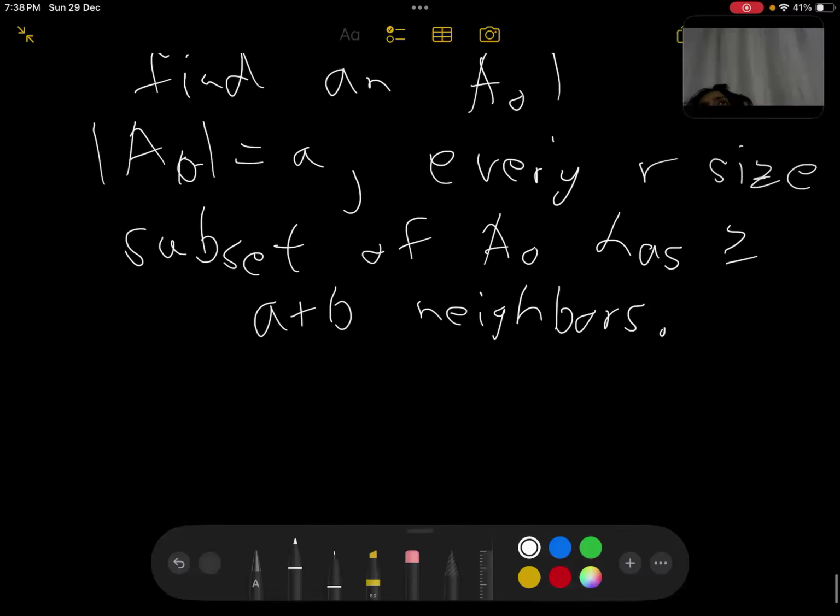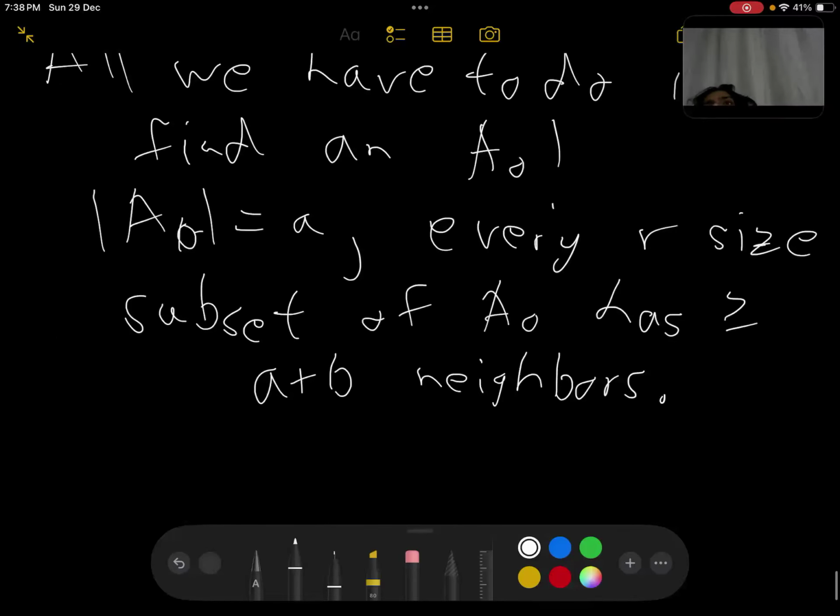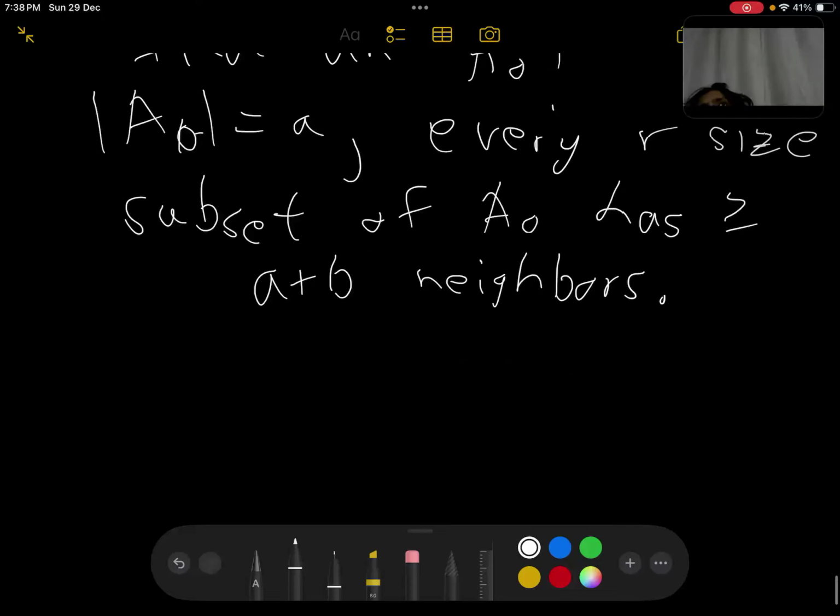Now, how do we find such an A0? This is where the brilliance comes in. If it was just until this point, even Erdos could have done this. But the next step is where Alon's brilliance comes in. Okay, I'm giving too much credit to Alon. Maybe the other guys also thought of it, but it's where their brilliance comes in.